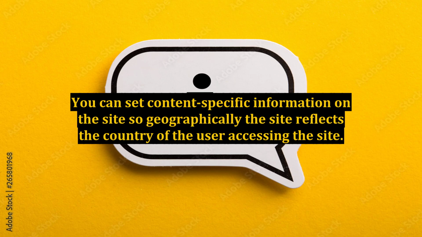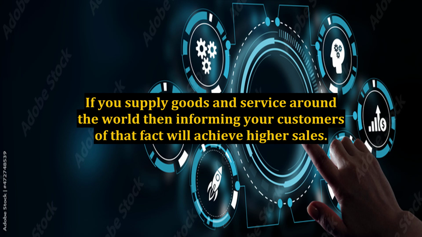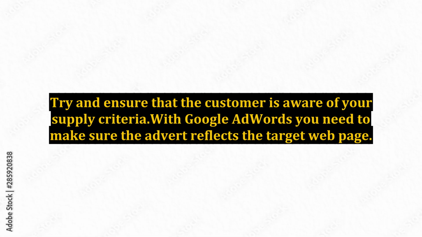You can set content-specific information on the site so geographically the site reflects the country of the user accessing the site. If you supply goods and services around the world, then informing your customers of that fact will achieve higher sales. Try and ensure that the customer is aware of your supply criteria.